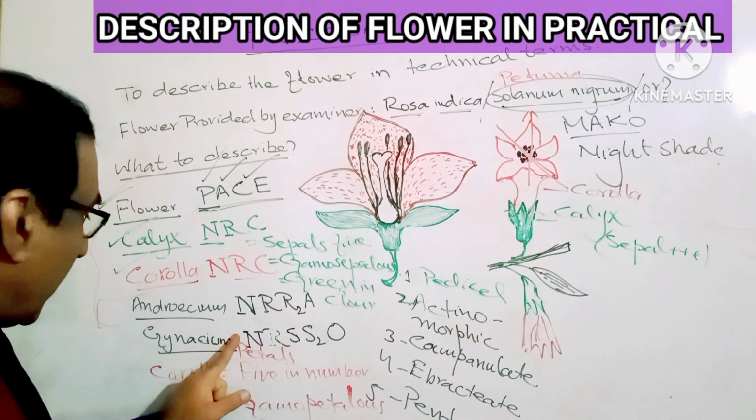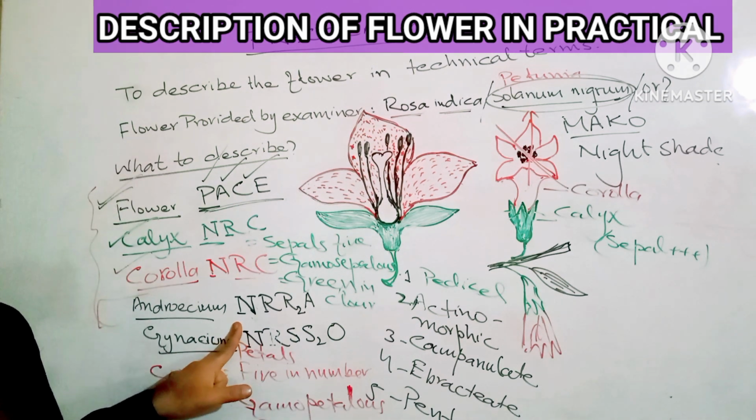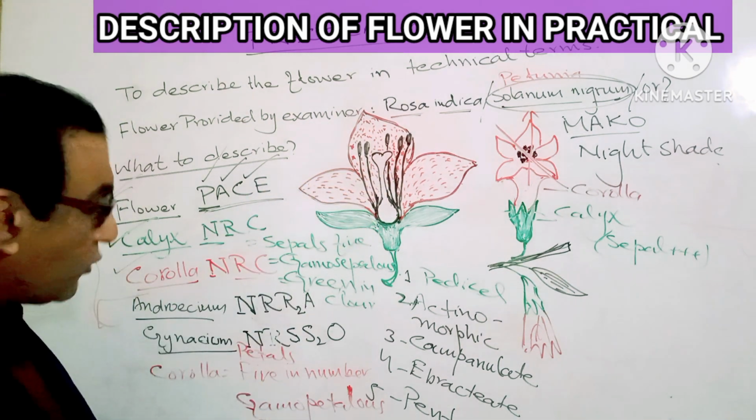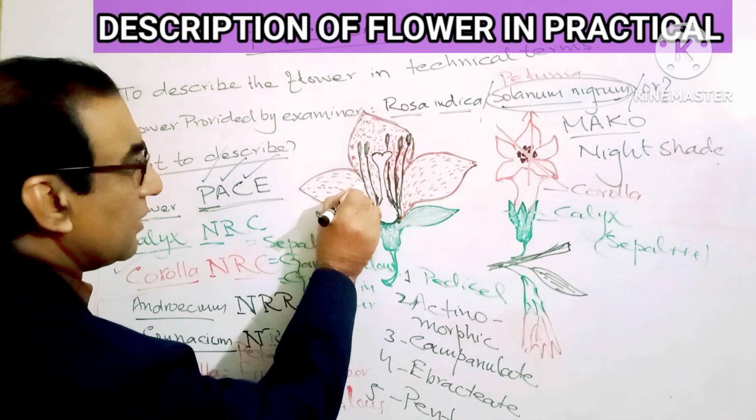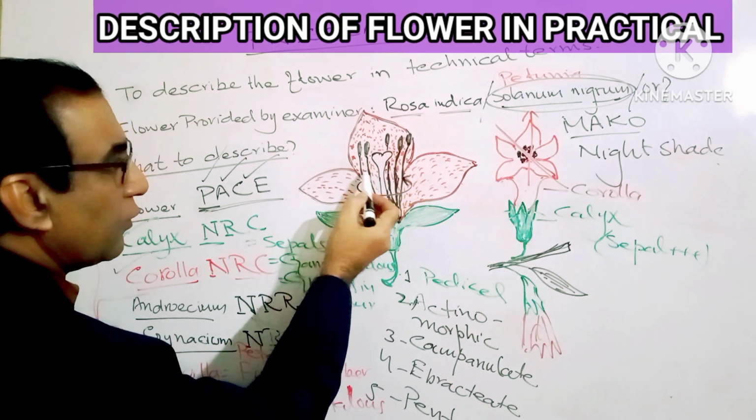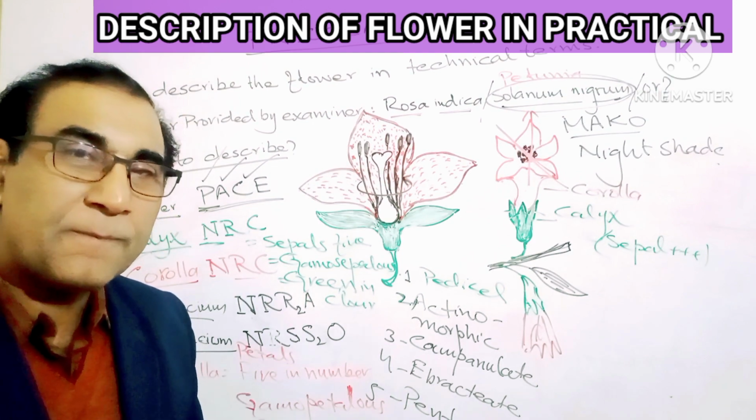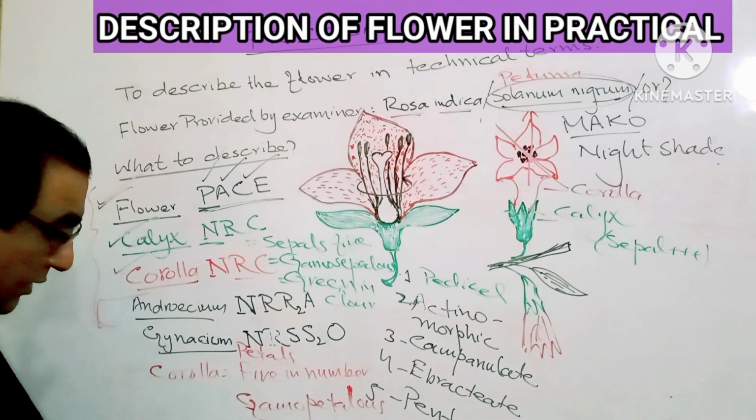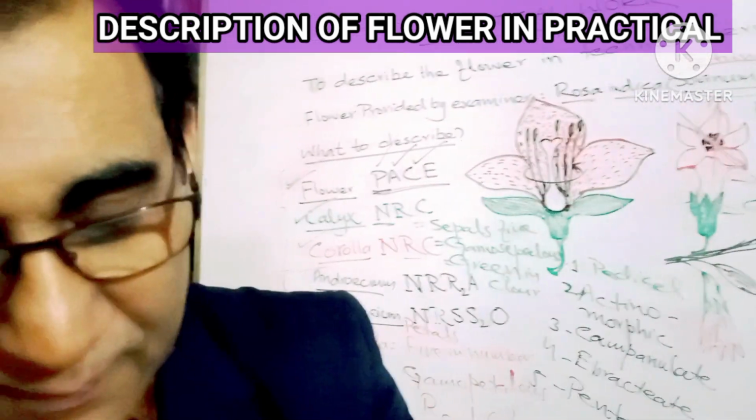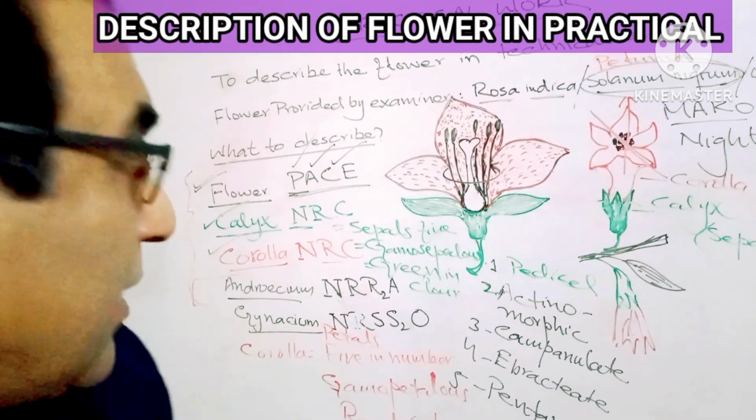You have to tell the number of members of androecium, that is N. So how many do you see? This is the androecium, this one: 1, 2, 3, 4, 5. Its androecium consists of how many stamens? These are 5 in number.